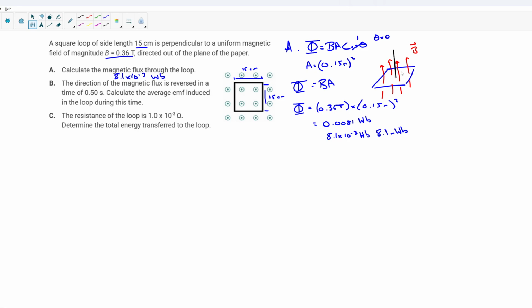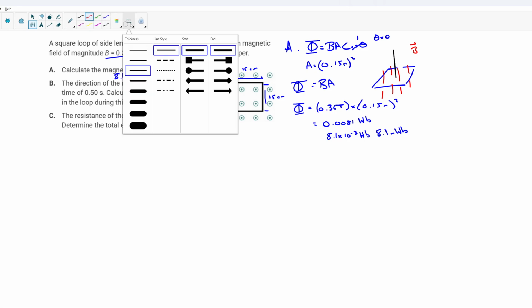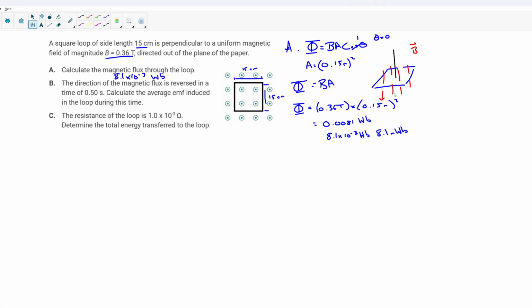But I go from a flux that looks like this, is how I'm picturing it, to a flux that looks like this, where they're all going in the opposite direction. So the field changes, is how I'm thinking of it, from this way to less to nothing, and then the field gets bigger and bigger downwards. All right, so there's a change in flux, which means there will be an EMF induced.